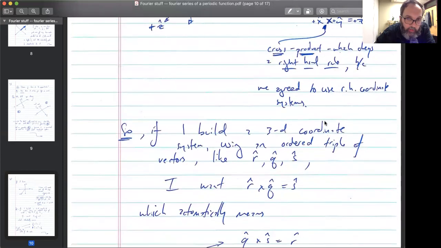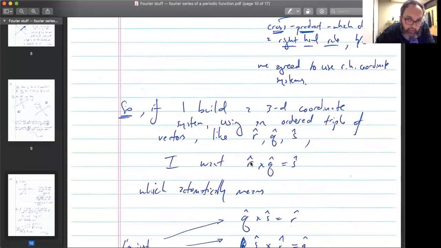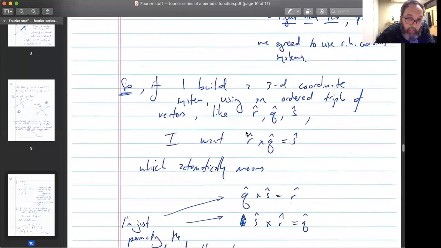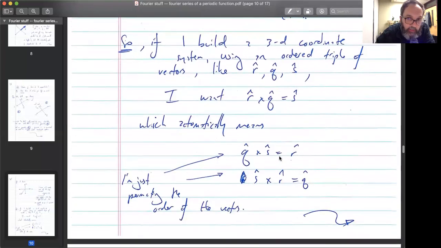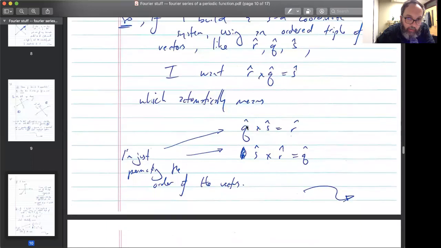So if I build a three-dimensional coordinate system and I'm using some ordered triple of vectors like r, q, and s, I don't care which way they point, but let's just pretend they're all perpendicular and unit magnitude, nice and tidy, then I better draw my coordinate system so that r cross q is equal to s. This statement implies these next ones where I so-called permute these unit vectors in the correct order. Take this thing at the left-hand side and pop it off over to the right-hand side. That gets me q cross s is equal to r. Do it once more. Take this q, pop it off this side, bring it over here. I get s cross r is equal to q.